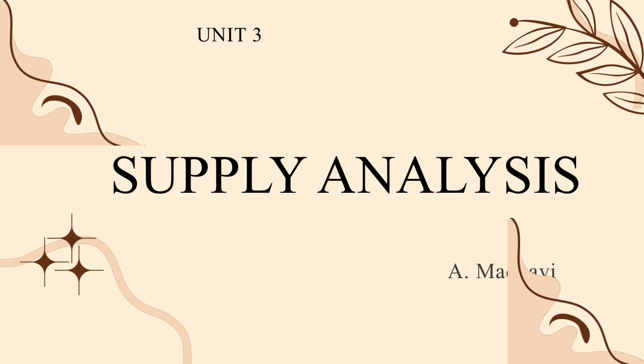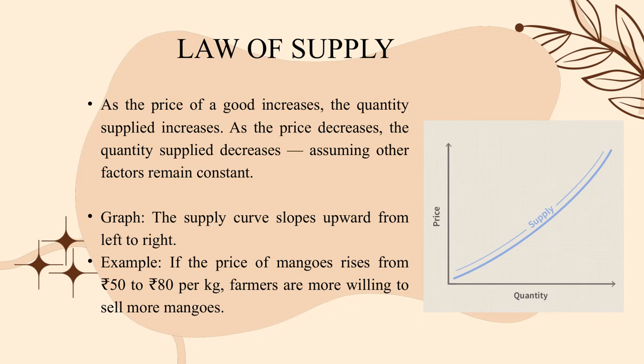So let's get started. Let's take a closer look at how the price of a good influences the quantity supplied. When the price goes up, suppliers are generally willing to offer more of that good for sale. Conversely, if the price drops, they tend to supply less. Of course, this assumes that other factors like production costs or technology stay constant.